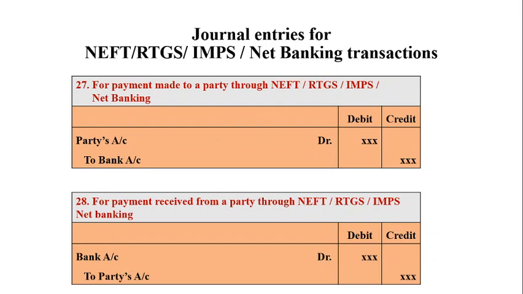28. For payment received from a party through NEFT, RTGS, IMPS, Netbanking, here again the accounts involved are bank and party. Bank receives the money and therefore it is debited. Party gives the money, so it is credited. Therefore the journal entry is bank account debit to party's account.